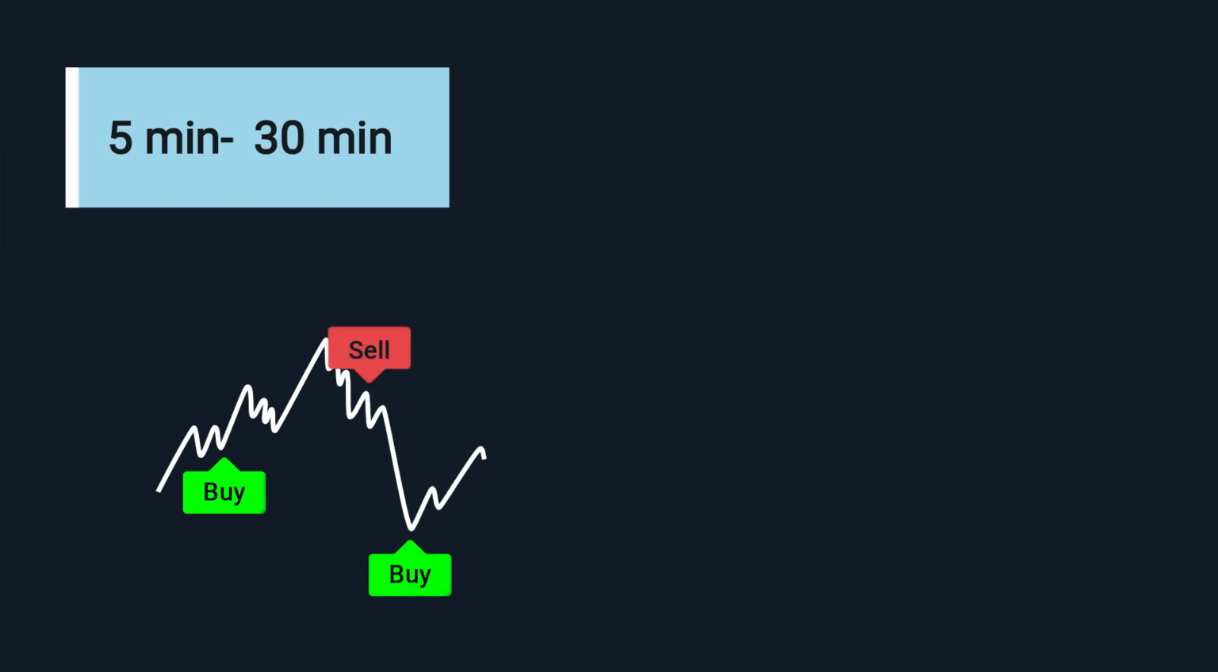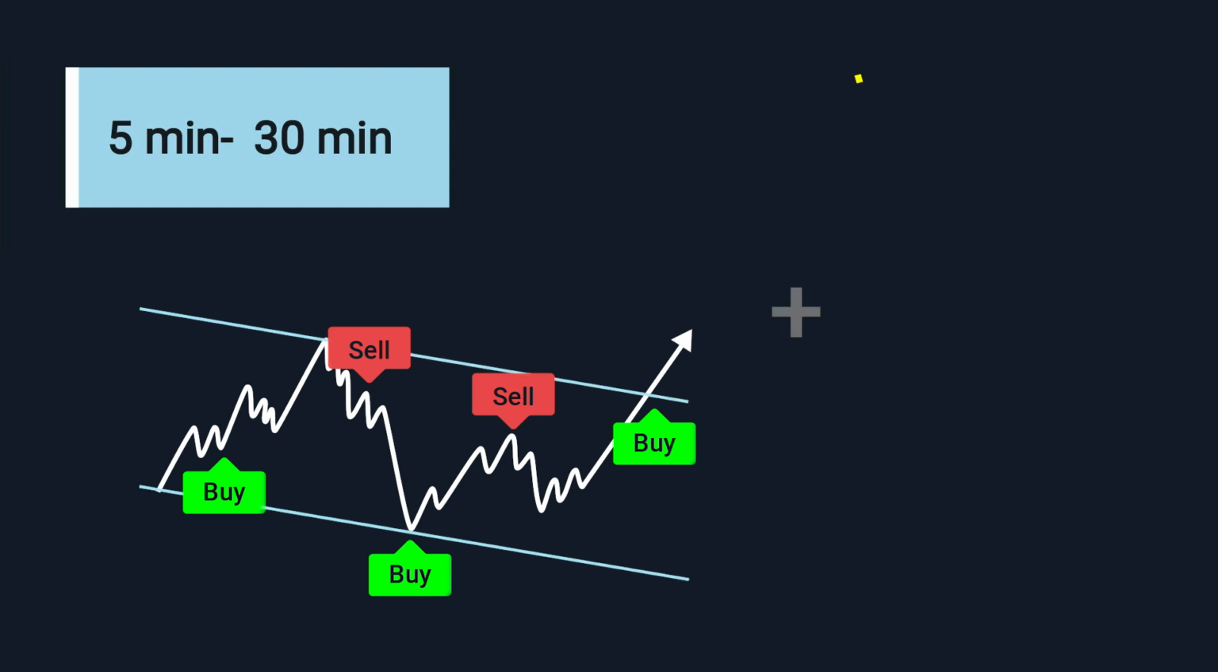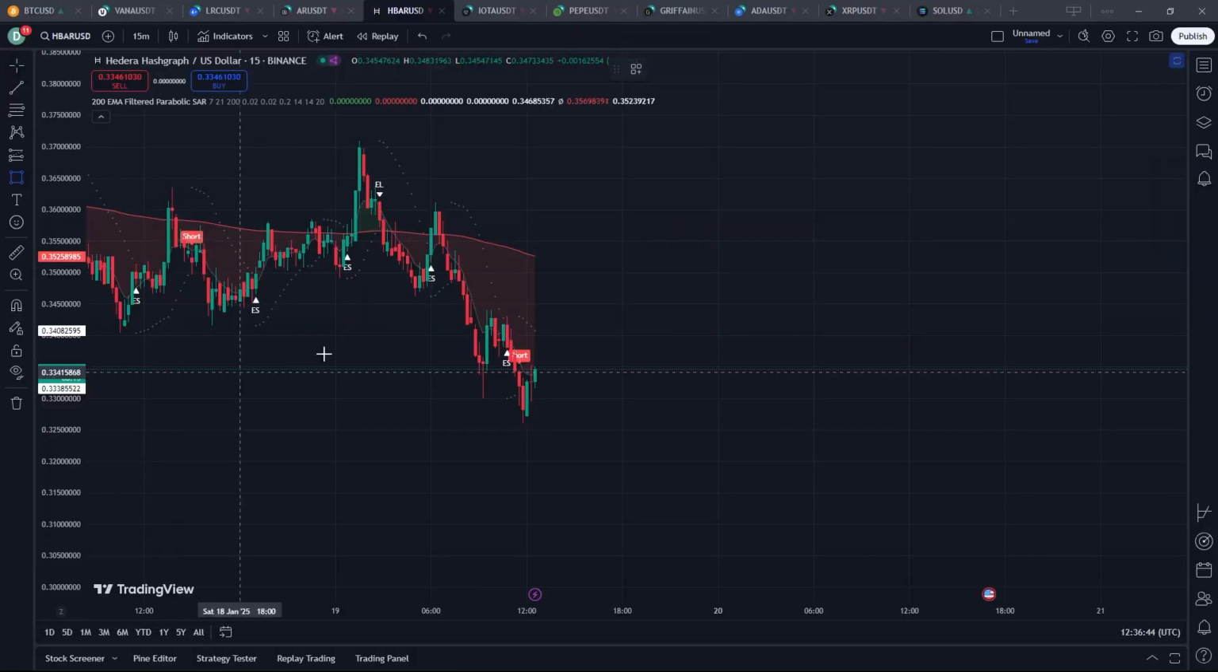The Parabolic SAR, stop and reverse, helps traders determine trend direction and potential reversals. However, when combined with the 200 EMA, exponential moving average, it becomes much more reliable, especially on lower time frames such as 5, 10, or 15 minutes. Here is how it works.